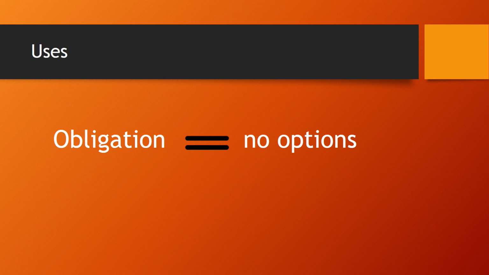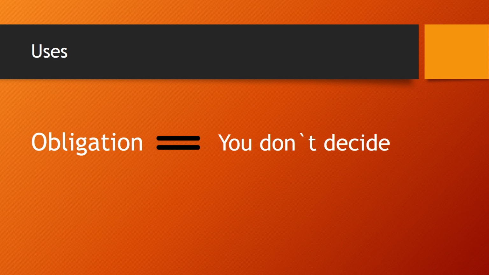Have to expresses obligation. And obligation means no options. Obligation means that you must do the order, that you must do the command. You cannot choose. You have to do it. You have no options. Obligation expresses that you don't decide. It's not your call. It's not your decision. You don't decide.